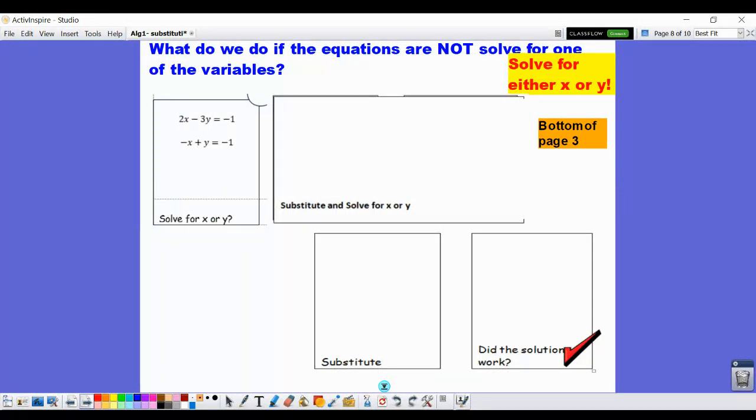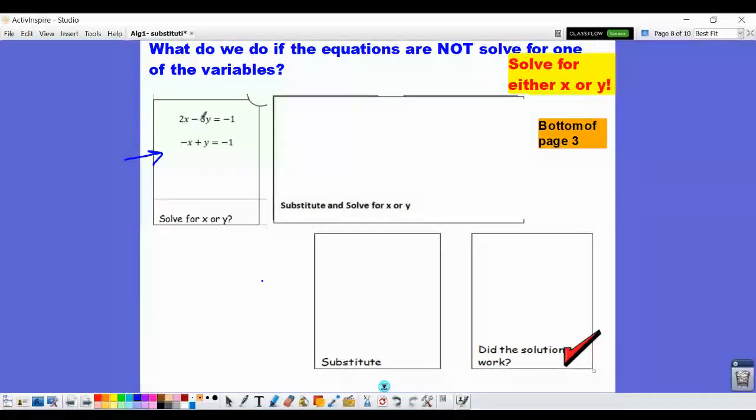Okay, let's take a look at this one. So this one, we do not have something that is solved for x or solved for y. Okay, but we do have an equation that has singles. We have a 1x and a 1y. We have a negative 1x and a positive 1y. So let's go ahead and solve this one for x, just because we can. Okay, we can solve for x or we can solve for y. It doesn't matter. But let's solve this one for x.